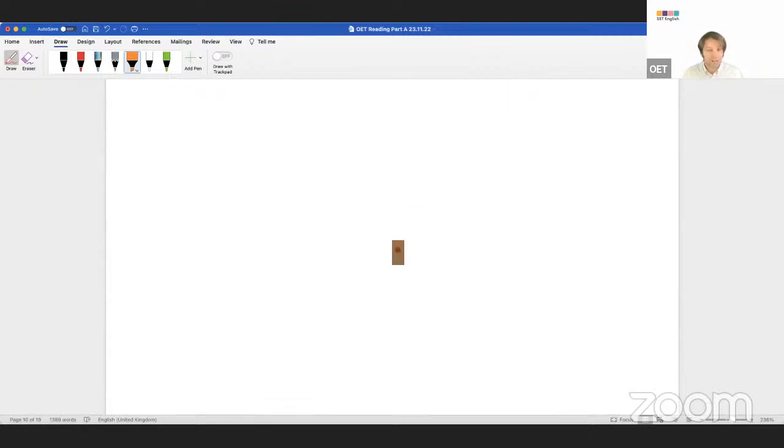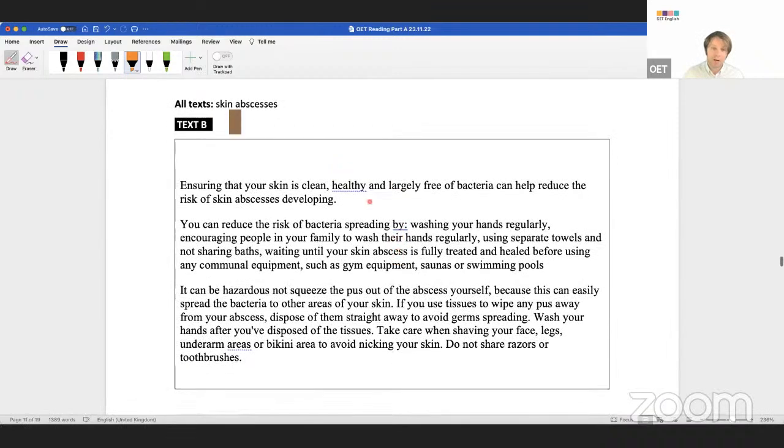Write it down. Imagine this is the exam. 3, 2, 1, go. Okay, all texts are about skin abscesses. So that is not very useful. 30 seconds. When you finish, type in the chat box and say finished, when you think you have the answer. Keywords, main idea, try and think about function as well.